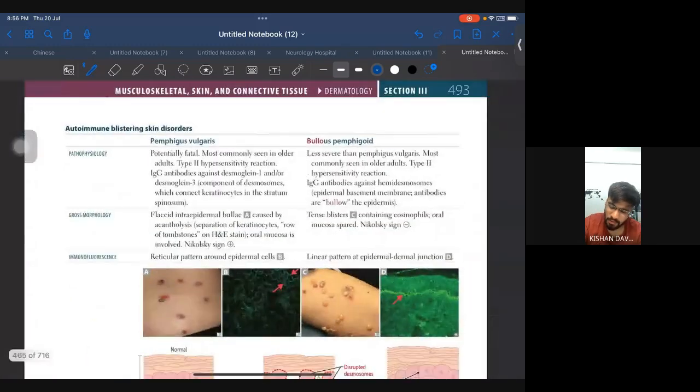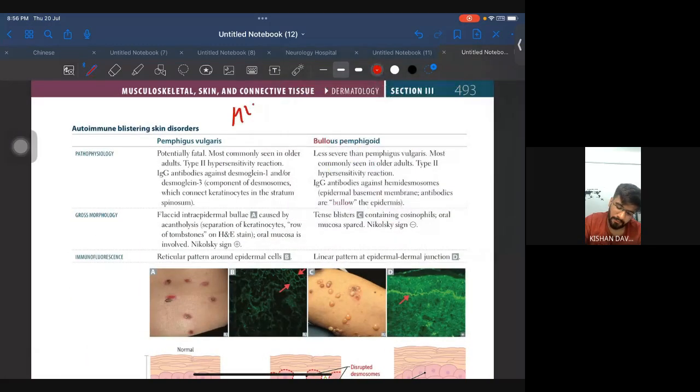Autoimmune blistering skin disorders. This is high yield. Now see, you will be confused in the exam, because the question will be easy, but you will be confused about whether it was this one or that one. All right, let's see what the problem is.